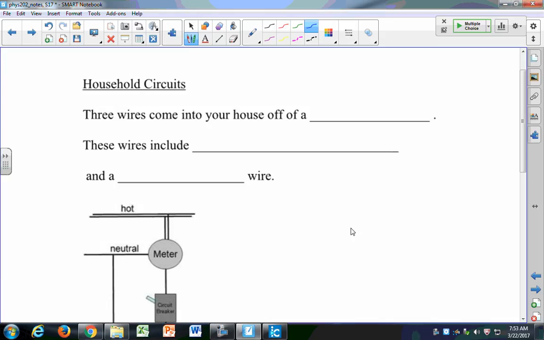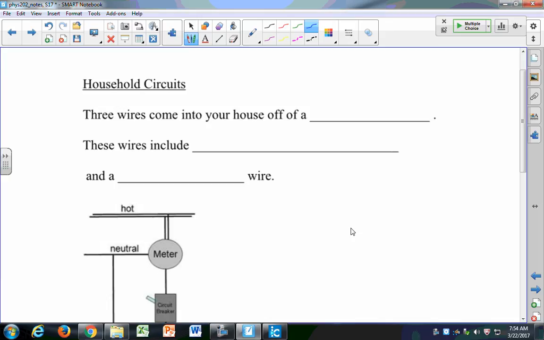You'll need to know several things about your house. You'll need to know how the house is laid out. It's laid out in parallel. You'll need to know the basics of how electricity gets into your home. And then you'll need to know 3 safety features: the GFCI, the circuit breaker, and also the grounding of your circuit.